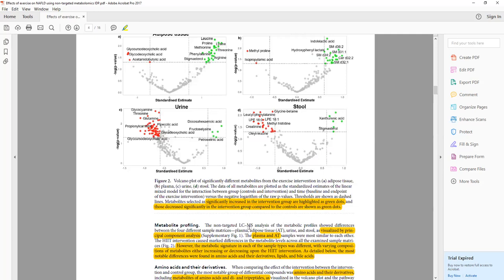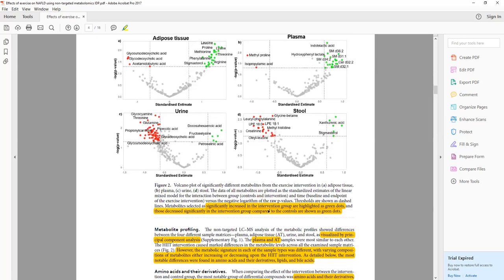Okay, so metabolite profiling, that's what I want to get to. This is a visual plot of the results that they obtained for the different matrices. This is a volcano plot. The things that you see in color are statistically significant compounds that will separate your two groups from each other, the exercise group and the sedentary group. The separation was mostly based on these compounds. You will see that in here, they say that there's an increase in the intervention group that's green, and they also say a decrease in the intervention group is also green.